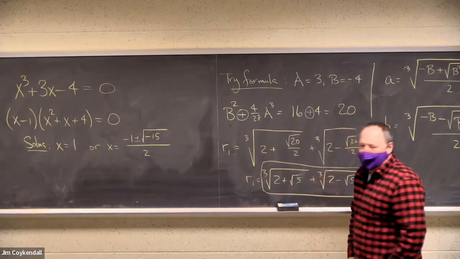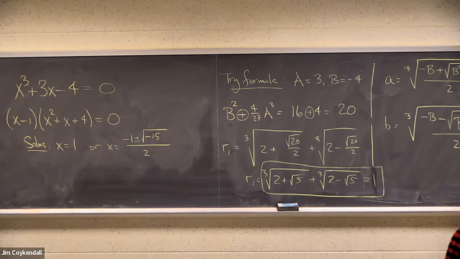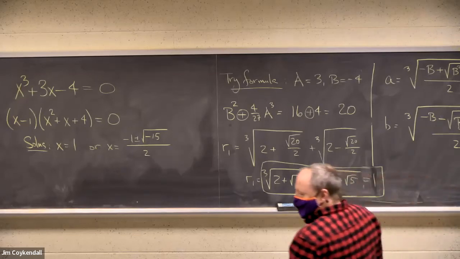You may not have ever seen that identity before. But if you take the cube root of 2 plus radical 5 and add the cube root of 2 minus radical 5, you will get 1. I promise you, or your calculator broke. Right.